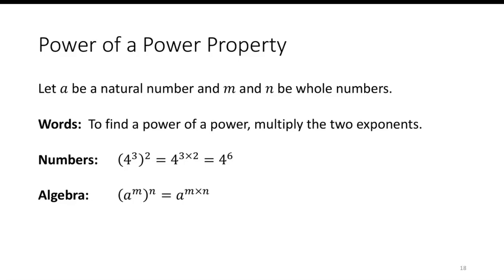One final property to talk about is the power of a power property. And that is, you have some exponential expression, and you're raising it to another exponent. So to find the power of a power, you multiply the two exponents. So 4 to the third, squared, is 4 to the 3 times 2, which is 4 to the 6. And you can see that 4 to the third squared is really the same thing as 4 to the third times 4 to the third. So if you add exponents, you get 4 to the 6. In general, a to the m, to the nth power, is a to the m times n.